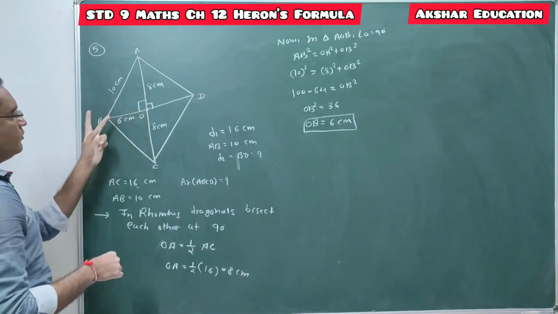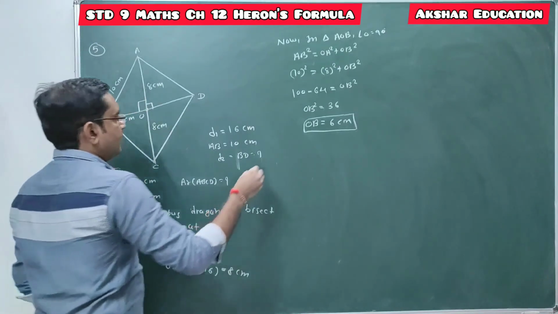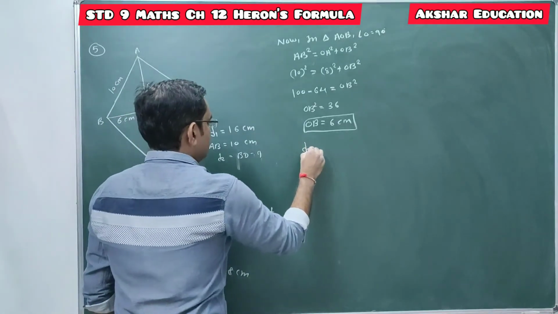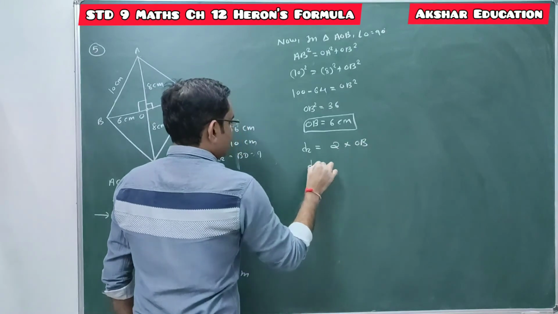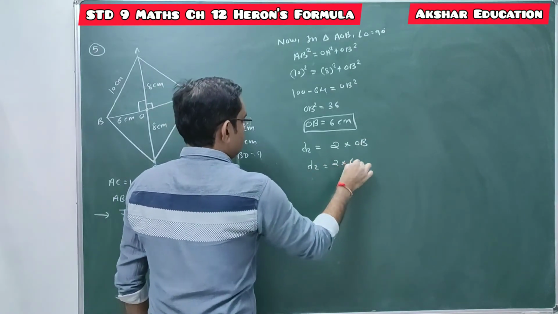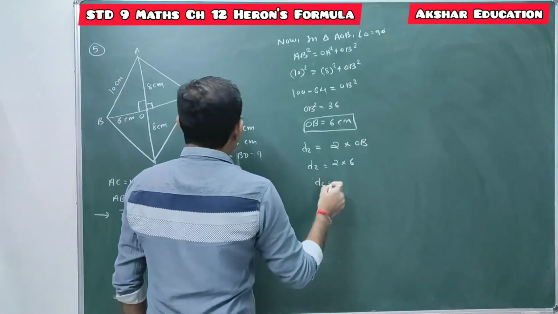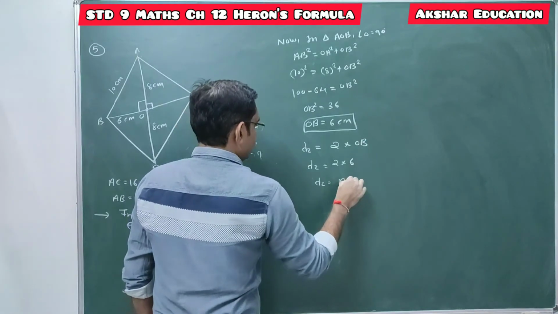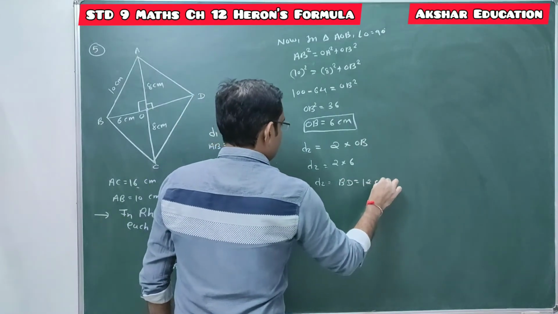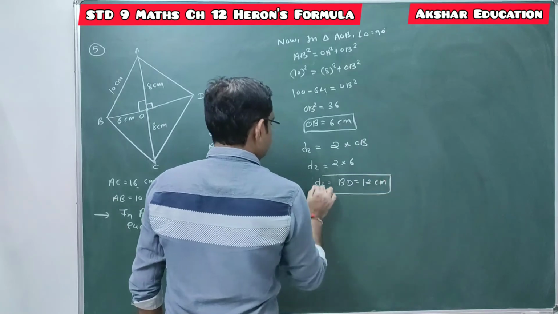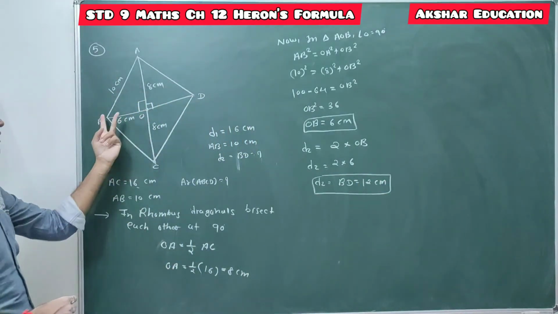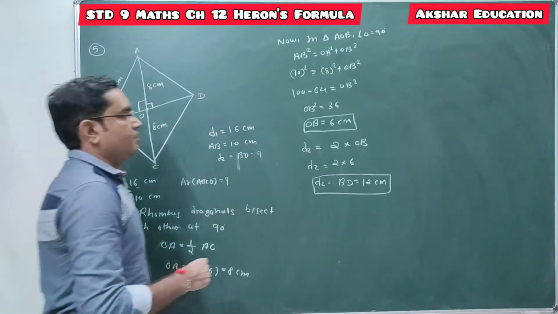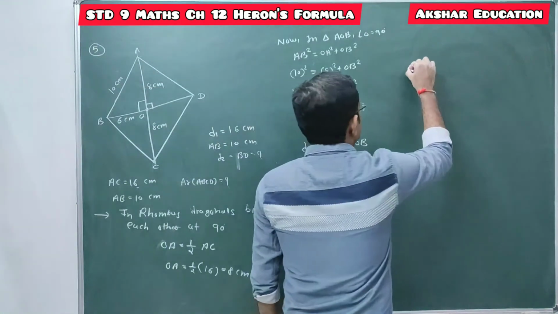O is the midpoint of diagonal BD. So we are getting the length of the other diagonal D2. D2 is nothing but twice of OB. So the length of the second diagonal is 2 into 6. So the length of the second diagonal, which is BD, equals 12 centimeter. Clear students? So the length of one diagonal is 16 centimeter and the length of the other diagonal, BD, equals 12 centimeter. So now we can find the area of the rhombus.